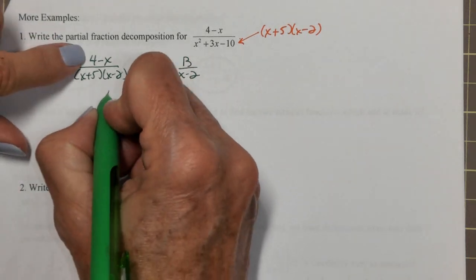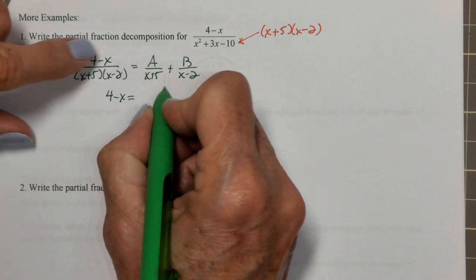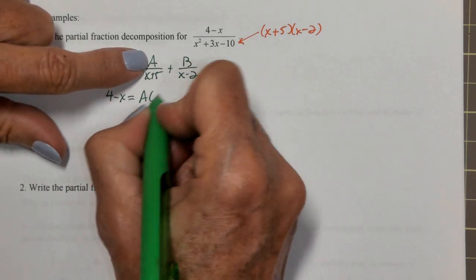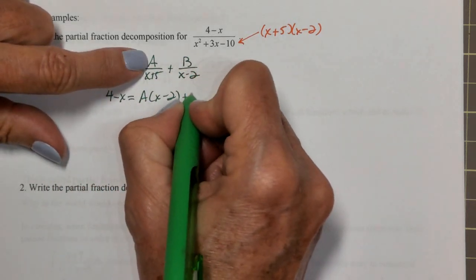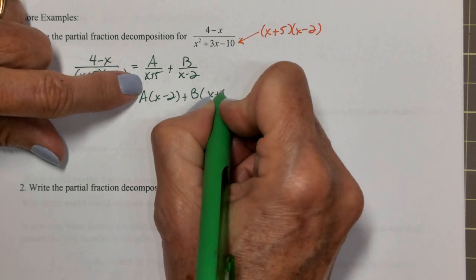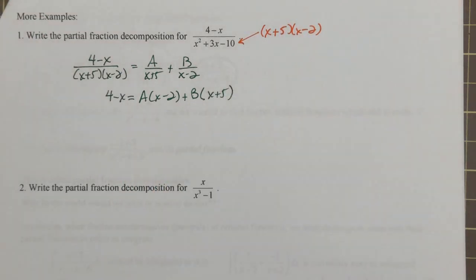I'm going to be left with the numerator over here. The a is going to be multiplied by the x minus 2. The b is going to be multiplied by the x plus 5. Easy peasy. Don't overcomplicate this. Easy peasy, all right? Okay, what should we let x be?